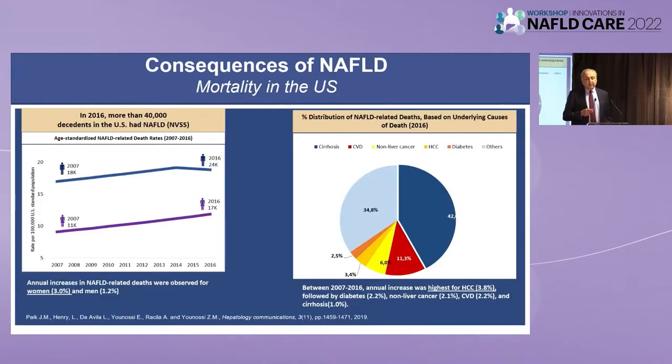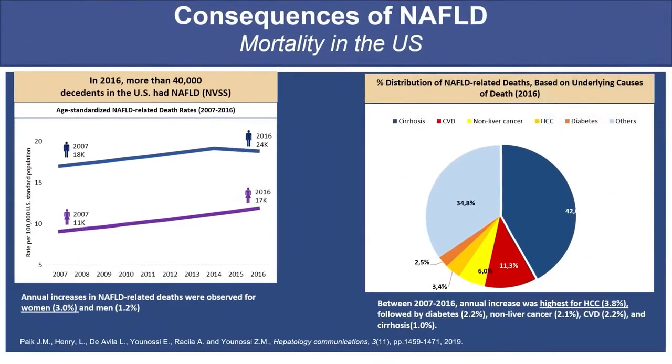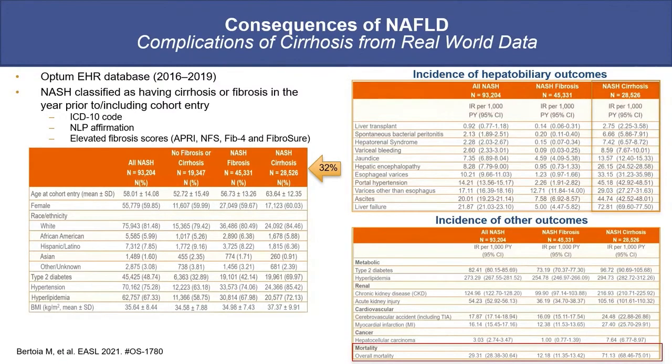This is data we published a few years ago from the National Death database of the United States. As you can see, over the past decade or two, there is an increase in the mortality related to NAFLD, both in men and women, although the annual percent change was higher in women than in men. And when you look at the causes of mortality, the highest rate of increase was related to HCC, related to NASH. So that's an important issue.